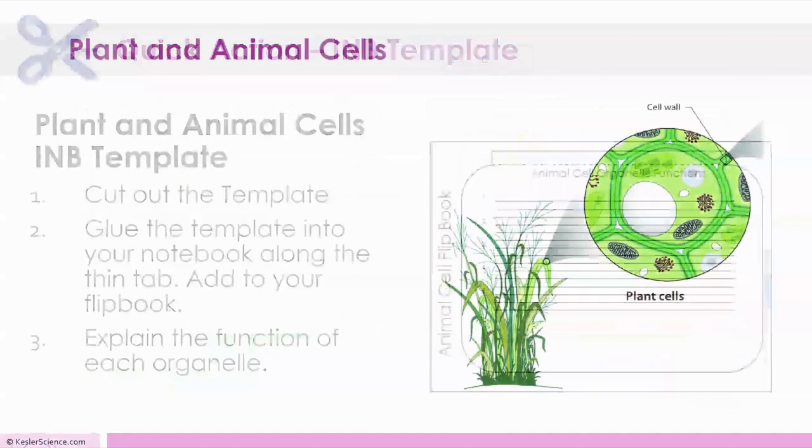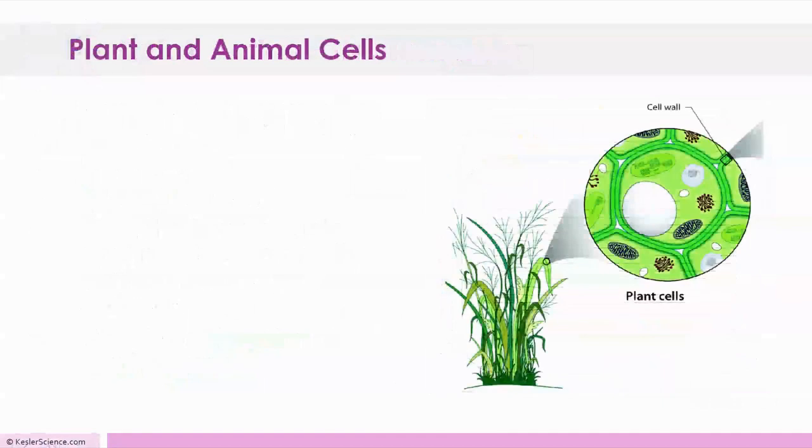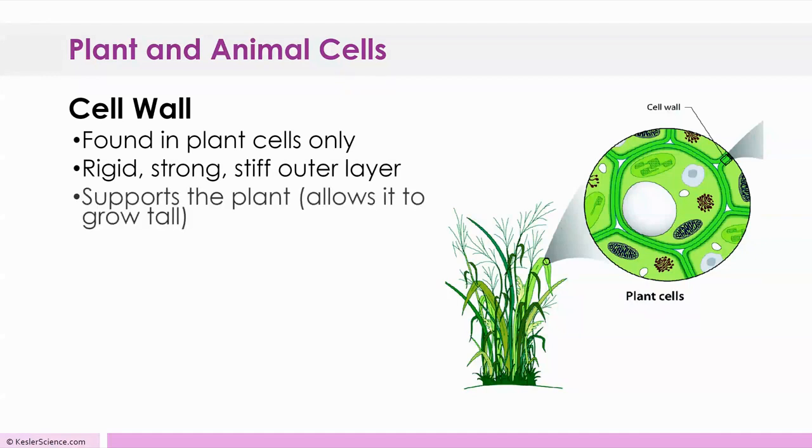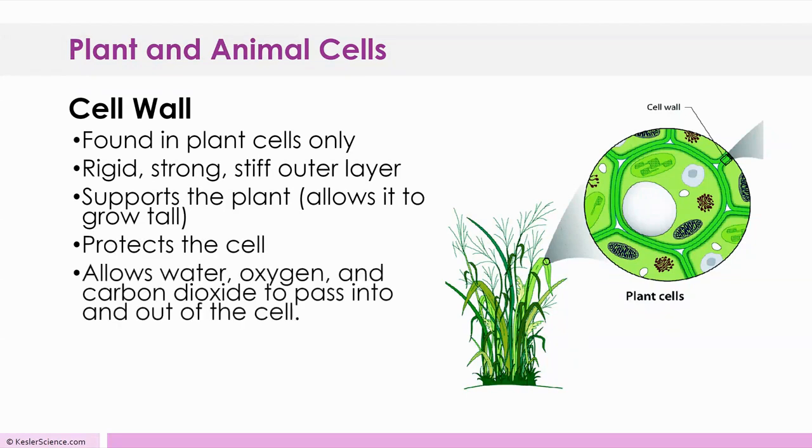So you can write their functions. Okay, let's start from the outside of a plant cell. And outside of a plant cell, you're going to see that there is a plant cell wall. And the cell wall is what gives it structure. It's a stiff outer layer that gives structure to the plant, kind of supports the plant and allows it to grow tall. It protects the cell, right? Even though it's strong and sturdy, oxygen and water and carbon dioxide can go in through the cell wall.